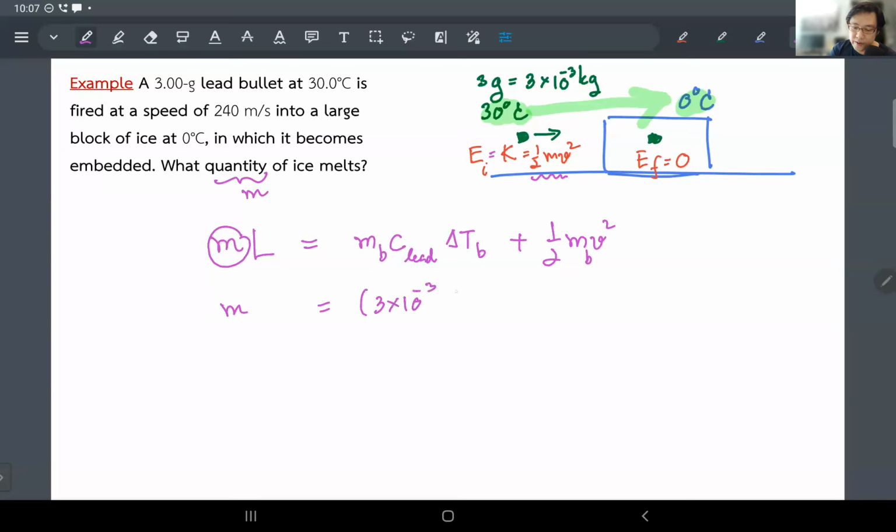So the rest, you can just calculate M by taking the mass of the bullet, 3 times 10 to the negative 3 kilograms. c of the bullet is the c of the lead. You can look it up. Delta T of the bullet, the temperature is reducing.